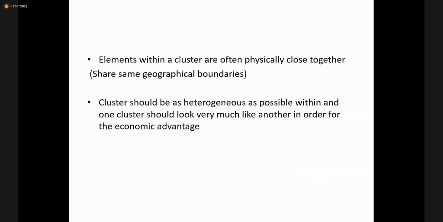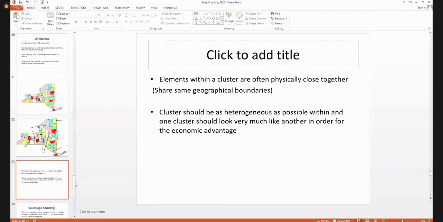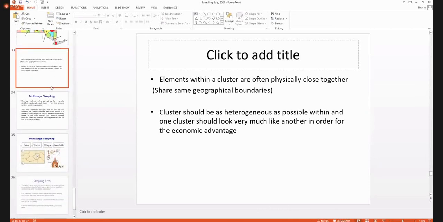Elements within a cluster are often physically close to each other and share the same geographical boundaries. We have discussed that clusters should be as heterogeneous as possible within, and one cluster should look very much like another, for the economic advantage. We are doing an example of Sindh or any other. Even if you are comparing a population within a city, you can have the union councils as your clusters. You can have the villages.